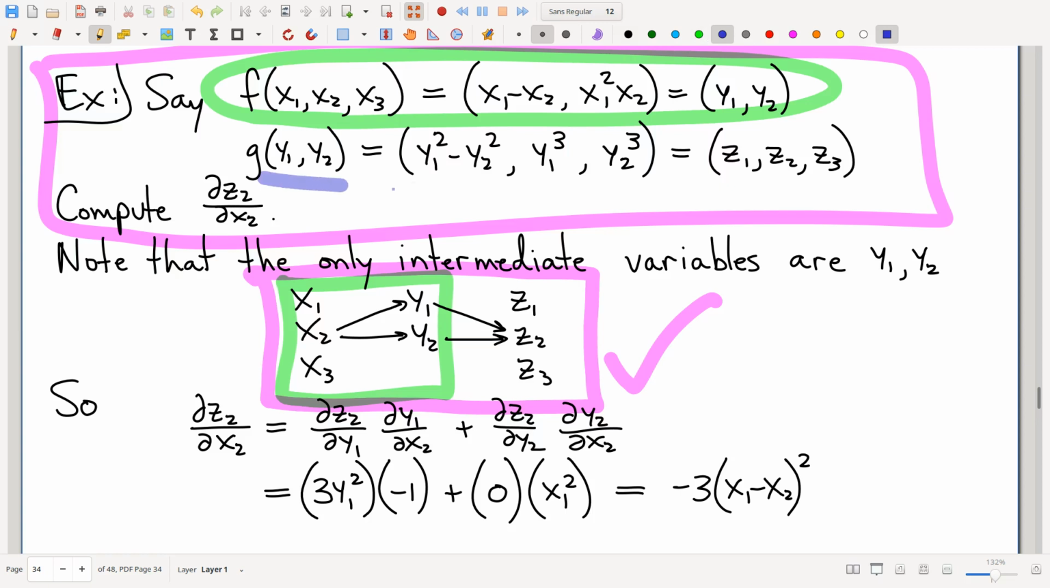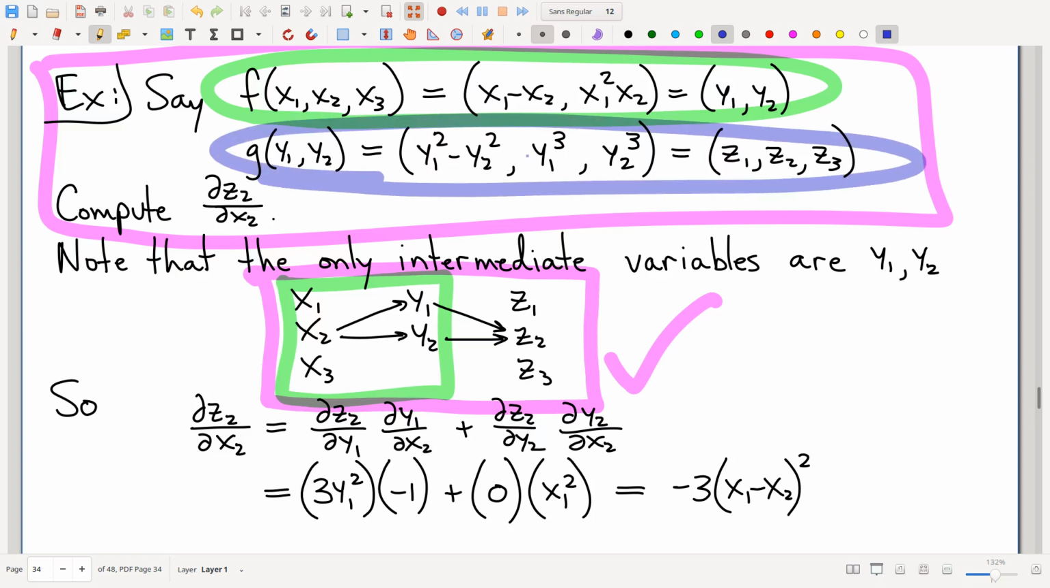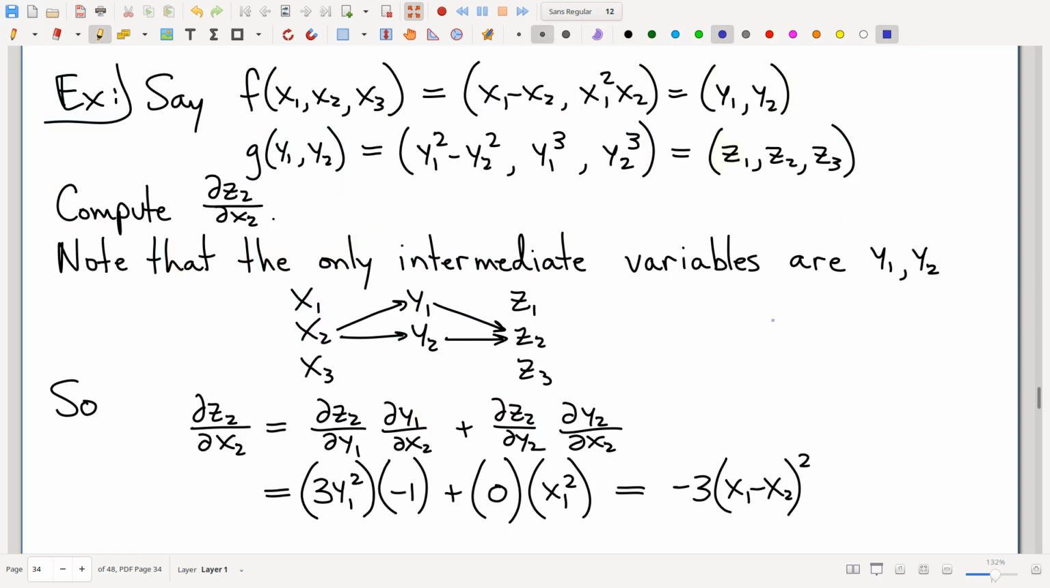Then likewise, this is the function that acts second. Note that what comes out of f is what goes into g. And so, again, you write those down, get those variables straight. And now, let's see here. We were asked to compute the partial of Z2 with respect to X2. Well, Z2 is there. X2 is there.